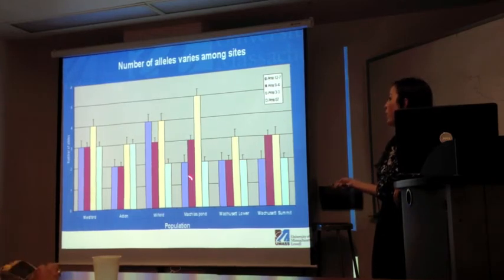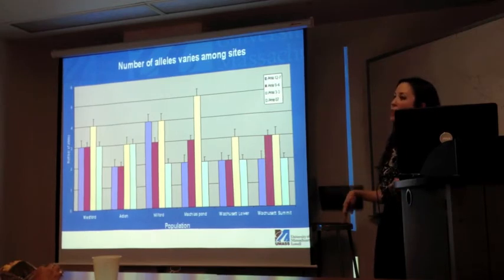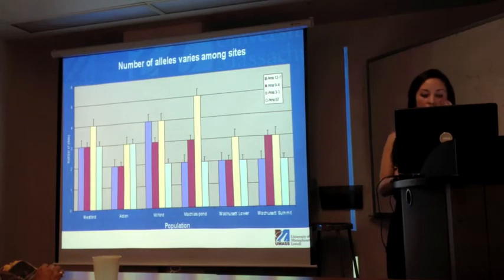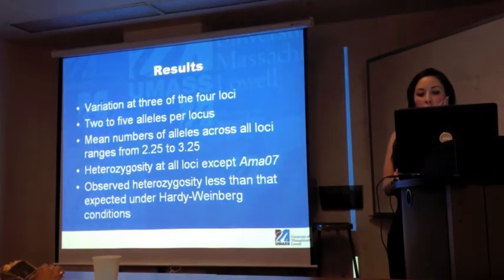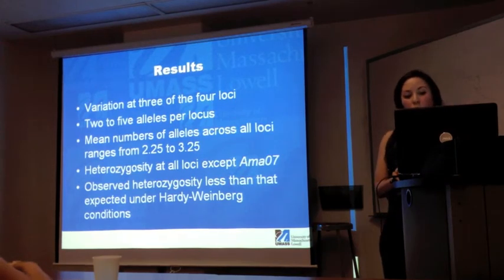So the most we had was 5, and that was in AMA 33 at the Matches Pond. That's the one at the base of the mountain. So you can see there was some good variability in the numbers of alleles. Mean numbers were all between 2.25 and 3.25.